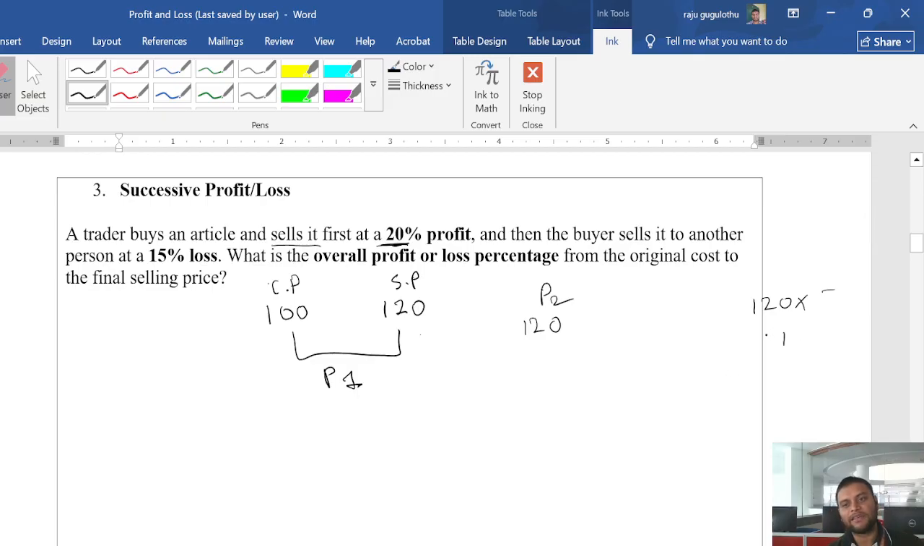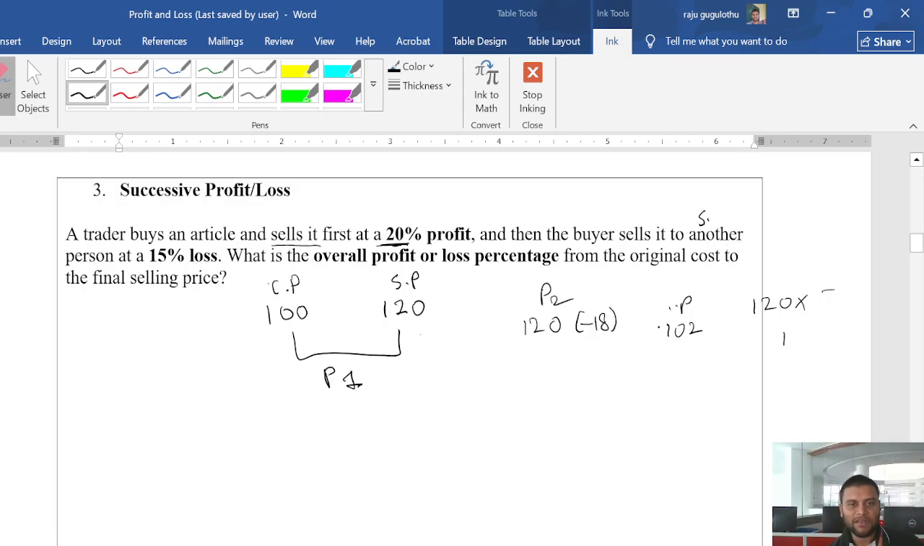10 percent of 120 is 12 rupees and 5 percent is 6. 12 plus 6 is 18 rupees. So that person is selling at a loss of 18 rupees, that means minus 18 will happen, and he is selling at 102 rupees. The second person is selling at 102 rupees.